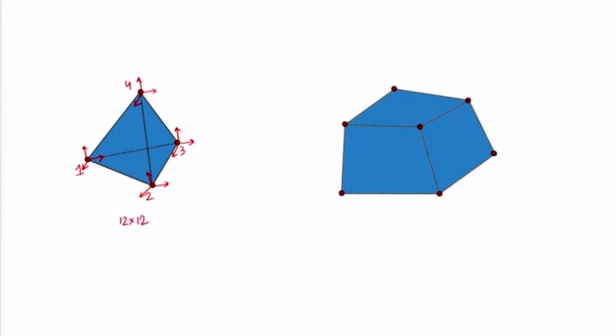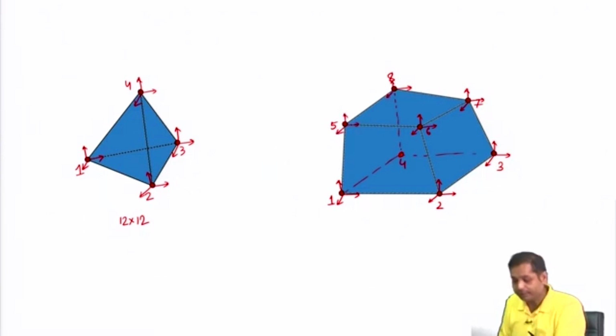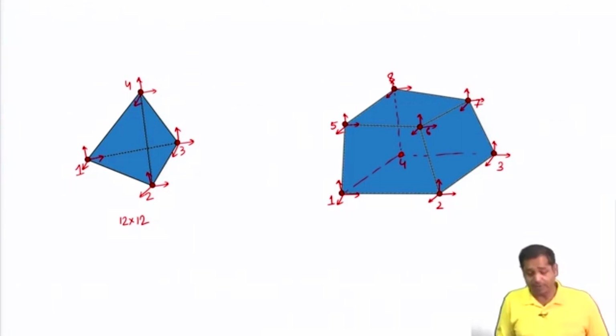Similarly, if it is a brick element, then for brick element we have 8 nodes. This is how the node numbering is given, 1, 2, 3, 4, and then 5, 6, 7, 8, and at every node similarly we have 3 degrees of freedom like this. The size of the stiffness matrix in this case will be 24 by 24. So yes, like this. These are all local degrees of freedom.